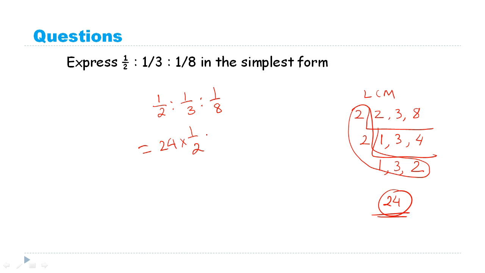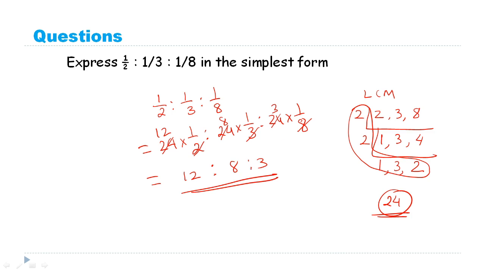24 into 1 by 2, 24 into 1 by 3, 24 into 1 by 8. Now cancel. 2 12s are 24, 3 8s are 24 and 8 3s are 24. So what remains here? 12 1s are 12, 8 1s are 8, 3 1s are 3. So 12:8:3 is the simplest form of this ratio. Hope the thing is clear now.